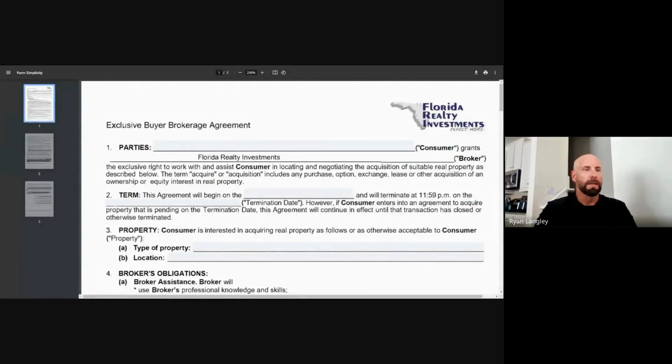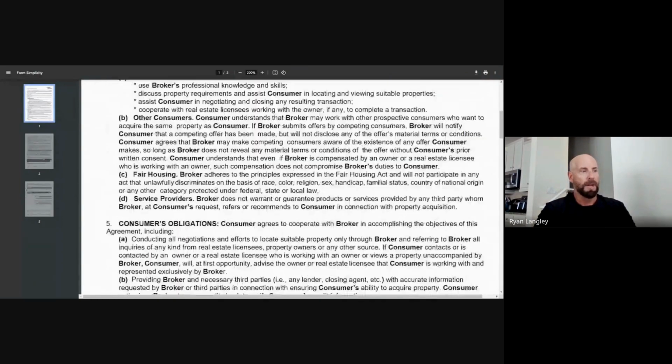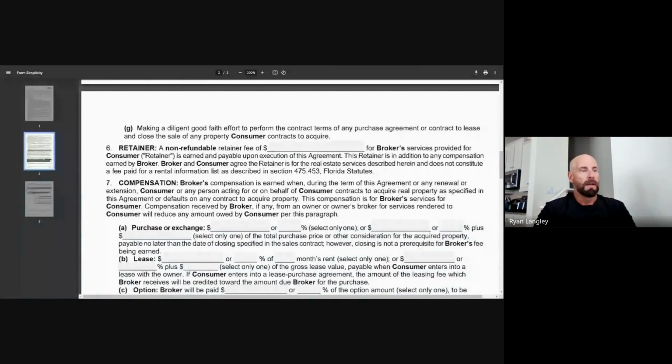All right. Let's look at the buyer brokerage agreement one more time. So we already have the broker in here, consumer, term, type of property, location. Retainer, I've had a lot of questions on this. Retainers they have now are earned and payable upon execution of this agreement. You have earned it when they sign this agreement. It's due with the agreement.